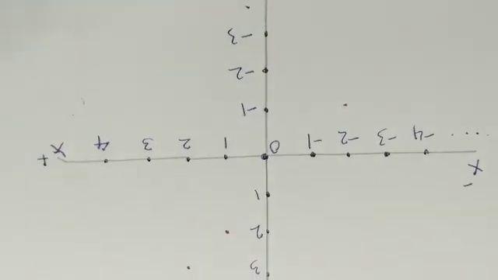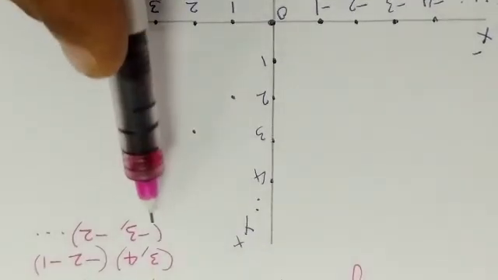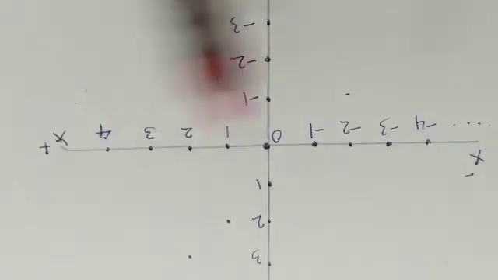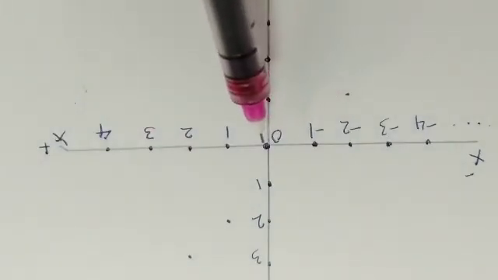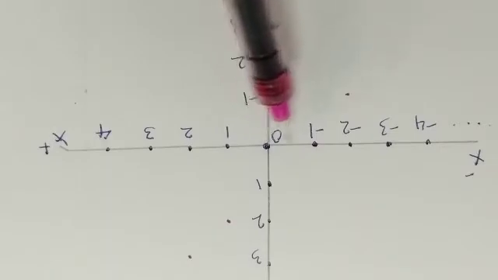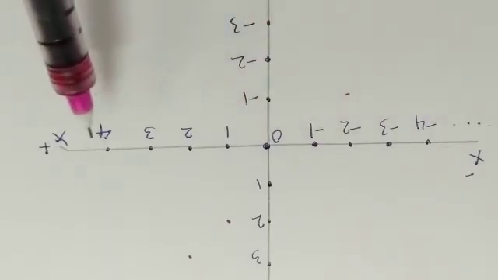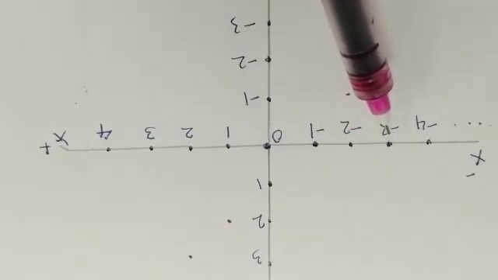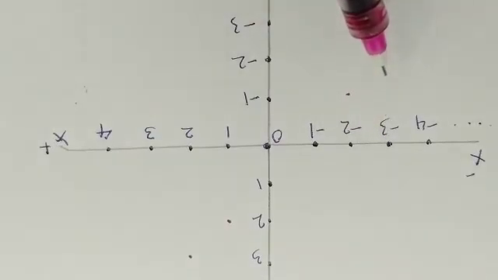Next, -3, -2. Along the x-axis, -3. Minus represents left along the horizontal line. So -3. Along the y-axis downwards, -2. So this is -2.